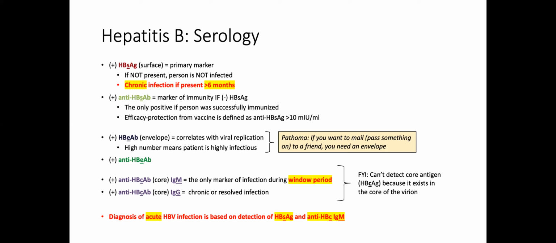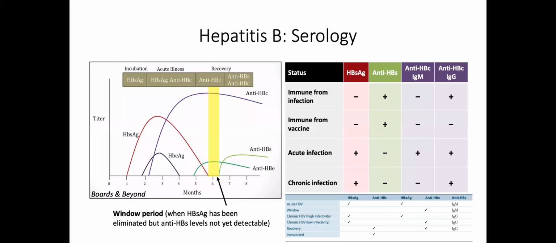So if you're looking for infection, really, if you get a core antibody IgM, IgG, plus all the other stuff. But I look at those and I say, okay, they've got core. That means that they actually acquired hepatitis B, not from the vaccine. Acute Hep B is based on detection of the surface antigen as well as the antibody core IgM. Okay, so serology.